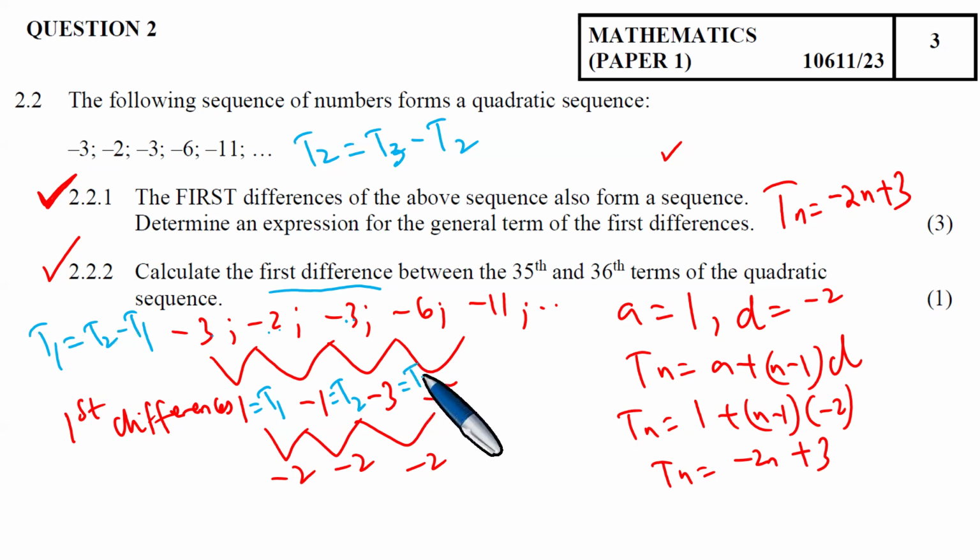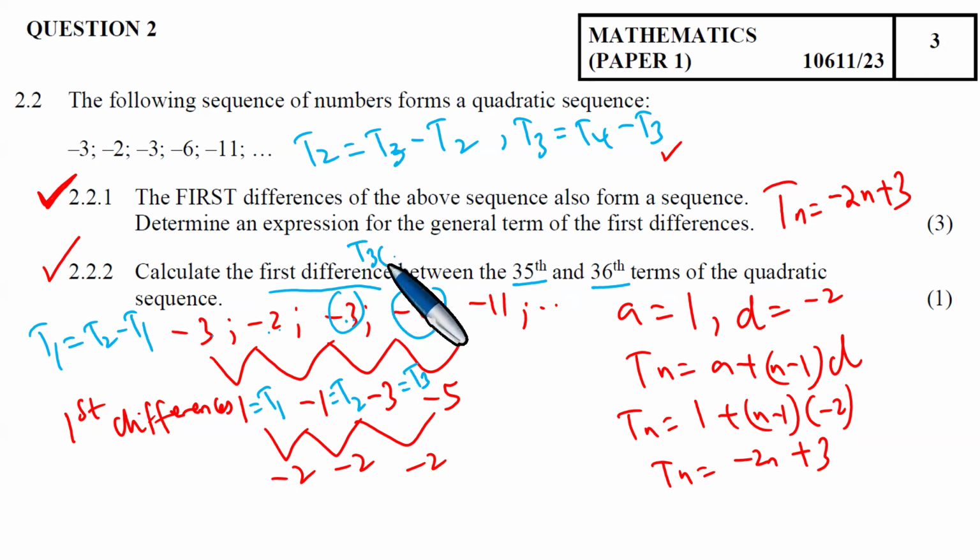Now, this minus 3 is term 3. Term 3 becomes the difference between term 4 and term 3. So when they say calculate the first difference between the 35th and 36th terms, you will say T36 minus T35. Difference means you need to subtract. Difference is the result after subtraction.